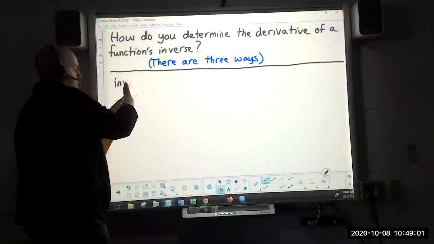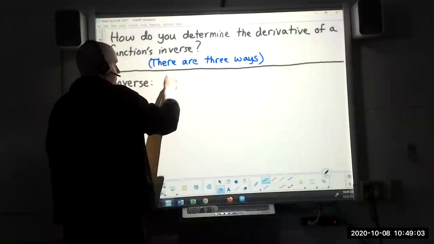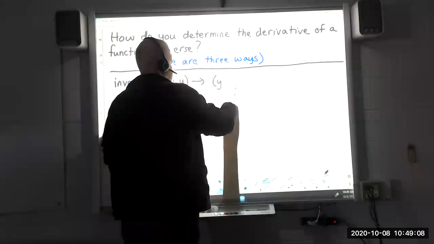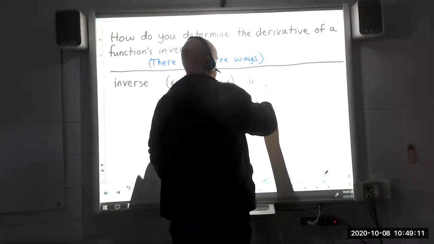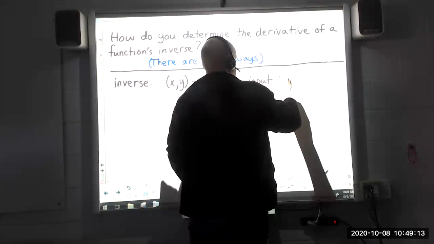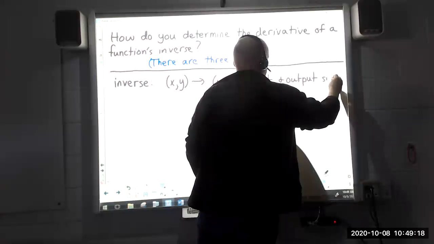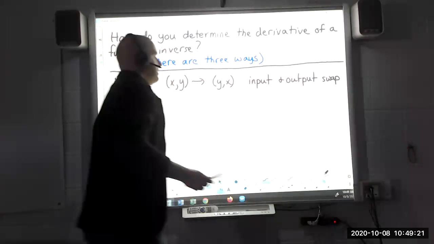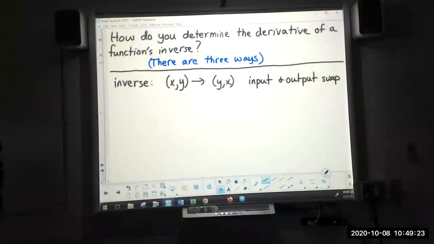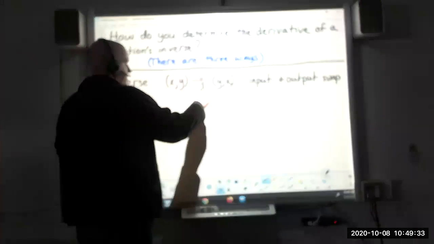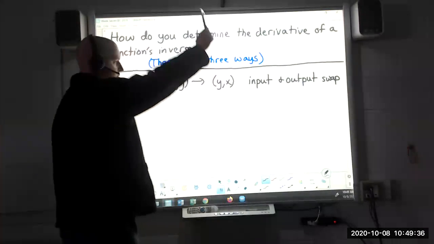Inverse. In the function sense, which is the sense we're talking about, your x's and y's swap. What I mean by swap is they switch. You trade your x's for your y's. So if I have an input of 4 and an output of 5, an inverse would have an input of 5 and an output of 4.